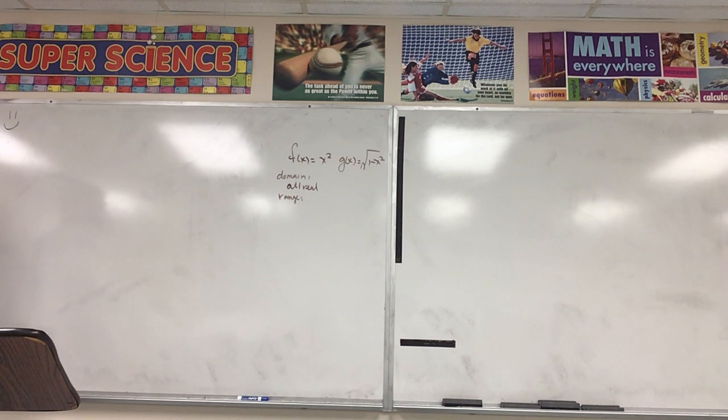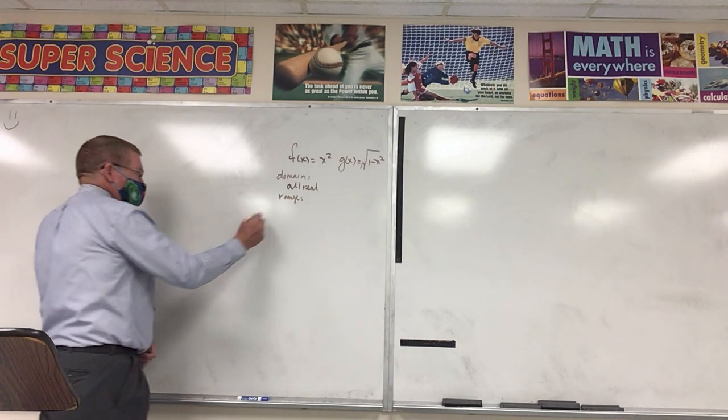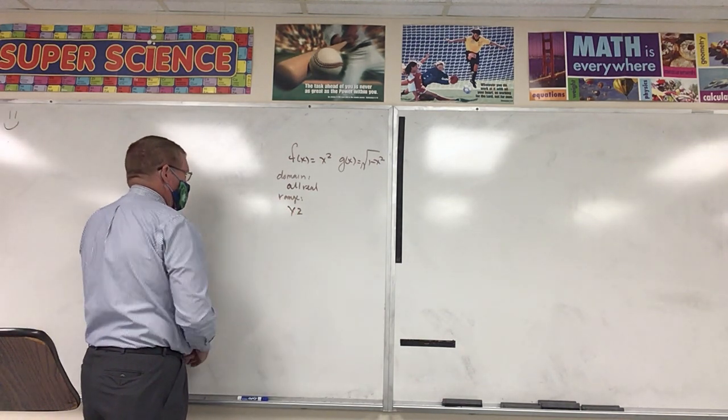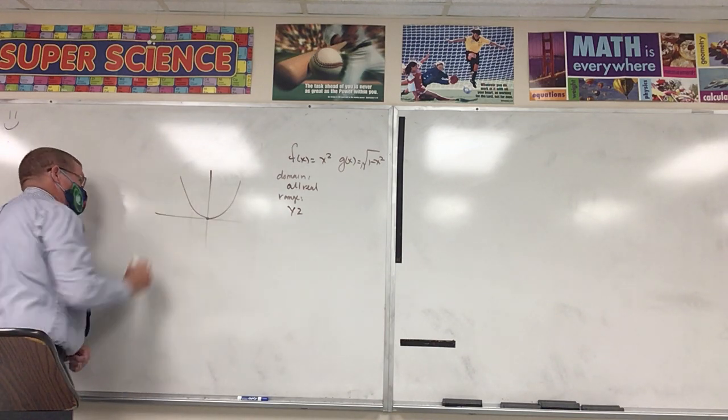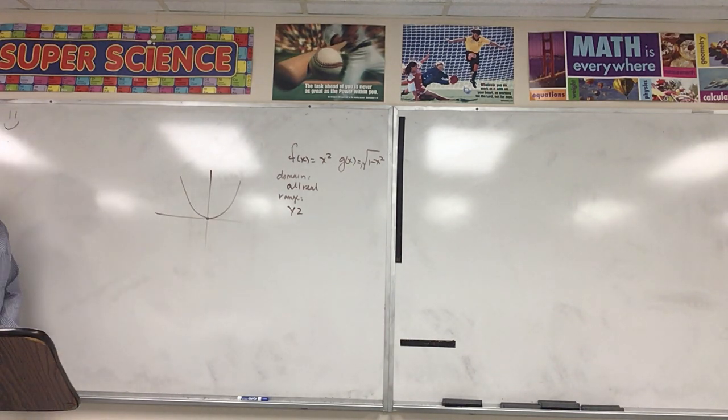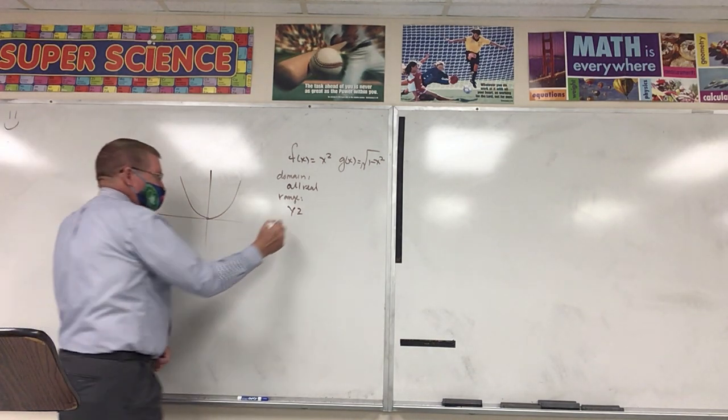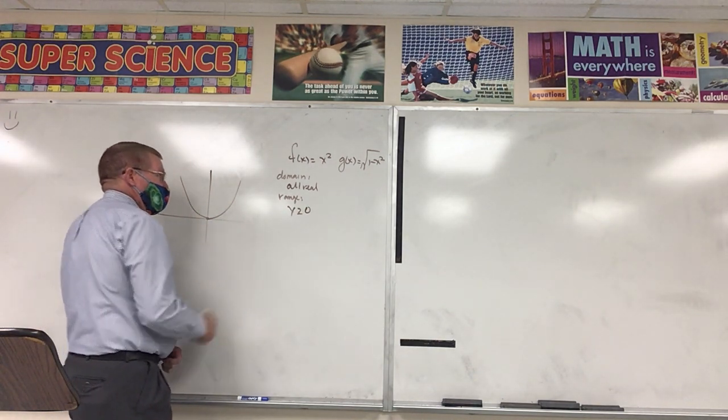What's x squared look like? Is it the parabola, okay. What's my vertex? 0. Okay, so what's my range? All reals except for 0. Anything greater than 0. Greater than 0. Okay. Greater than or equal to 0, right?